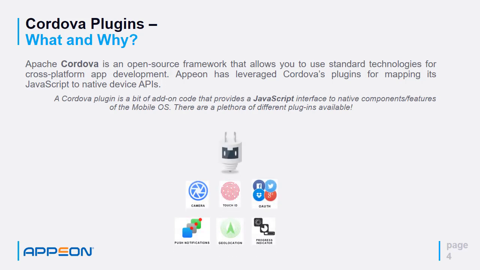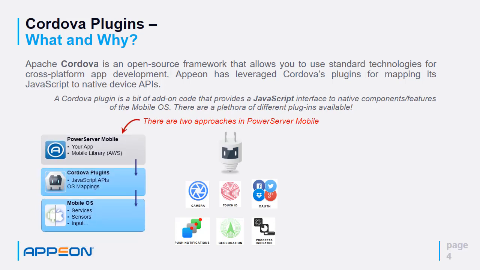So how does that work? There's a whole bunch of plugins that have been developed. They're open source and they're available from the Cordova website. As you can see here in the center, examples of plugins to handle finger touch, authorization, geolocation, push notifications, progress bars, etc. So there are two approaches in PowerServer Mobile to use the particular plugins.